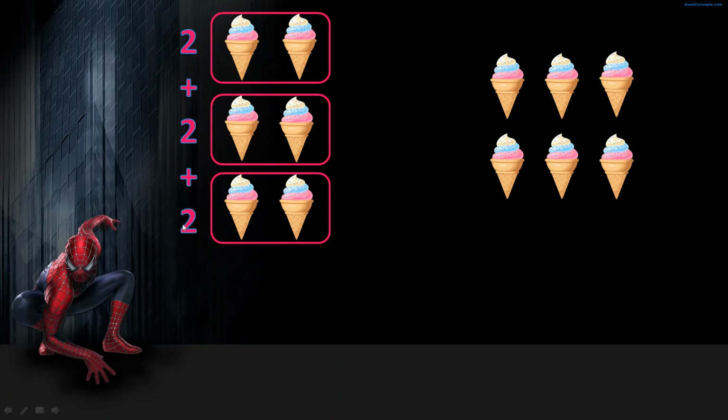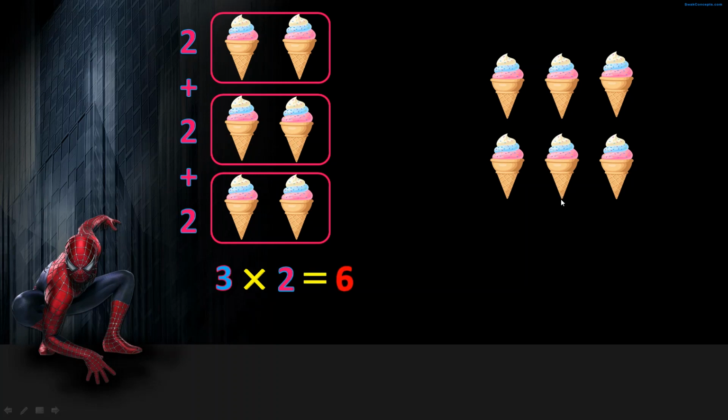I will form the multiplication equation by asking myself 2 questions. What's the repeated number? How many times did I repeat it? Actually, I repeated the number 2 three times. So it's going to be 3 by 2 equals 6.